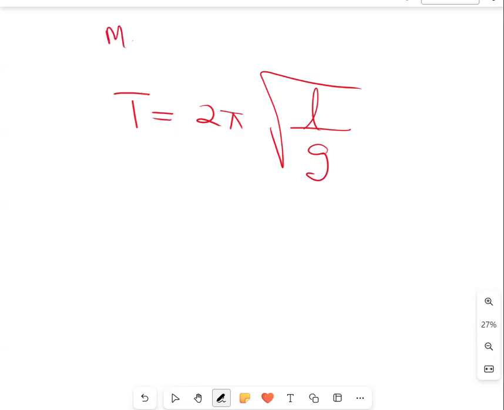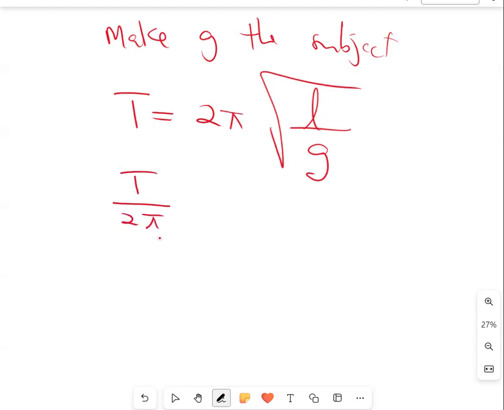And let's say they want to make G the subject. Because very often G is what they call acceleration due to gravity, and very often they want to rearrange this formula to make G the subject. So what can we do? Well, let's start by bringing the 2 pi over here. So you have T over 2 pi equals the square root of L over G.